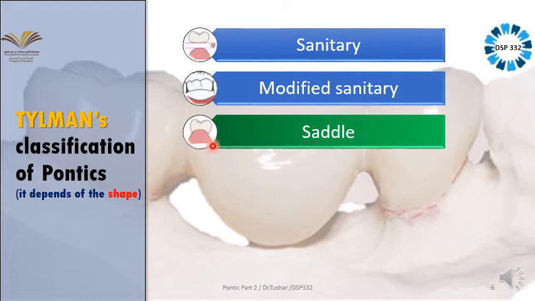Then we have a saddle pontic. This is the most commonly used type of pontic. In earlier days, the saddle pontic was the most commonly used type. Why is it called a saddle pontic? Because this ridge is compared to the back of a horse, and when you ride a horse, you sit on its back. So the pontic is sitting on the back of the horse, like a saddle. I hope you understand the meaning of saddle, if you have done horse riding.